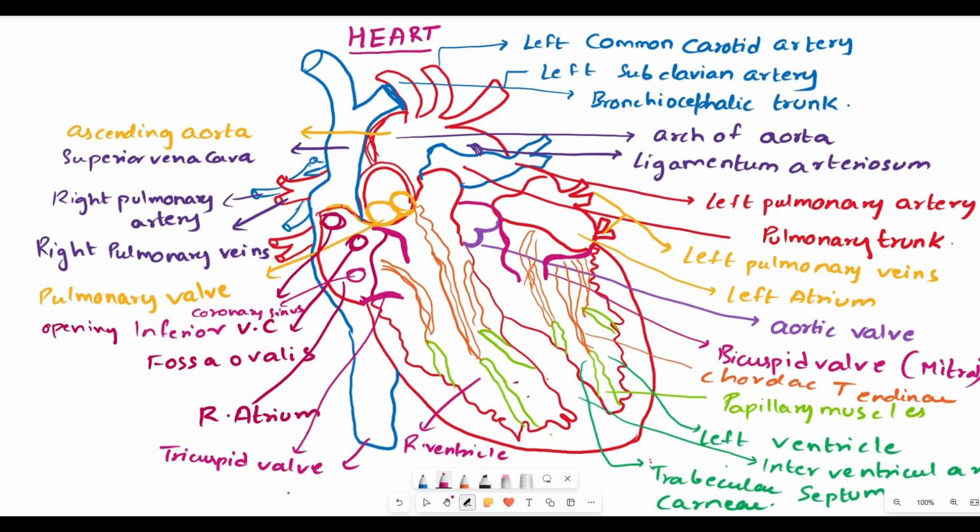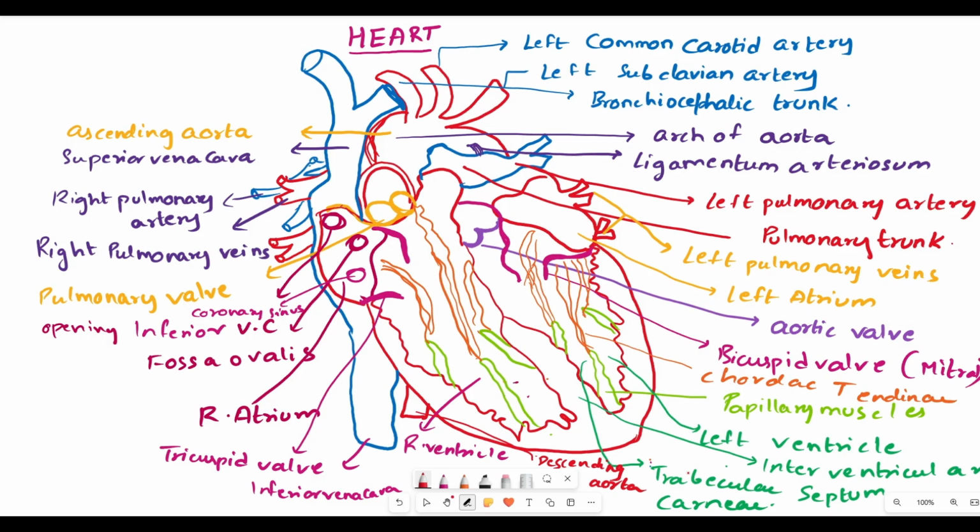This is called as inferior vena cava. This is called as descending aorta. So this is the complete structure of the heart along with its labeling.